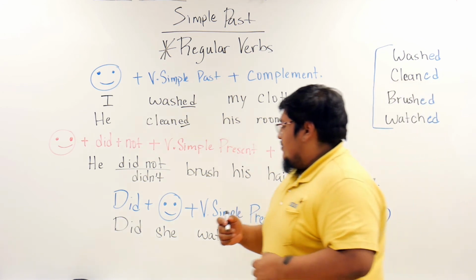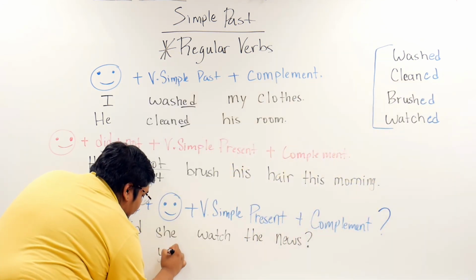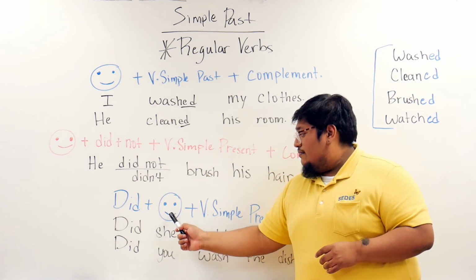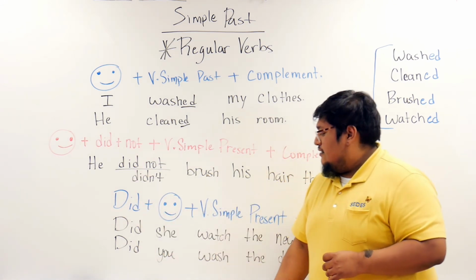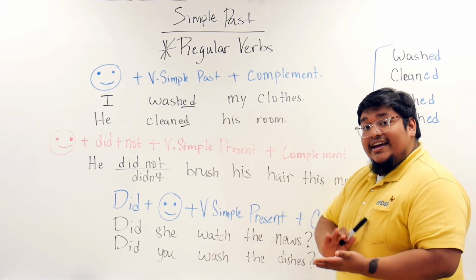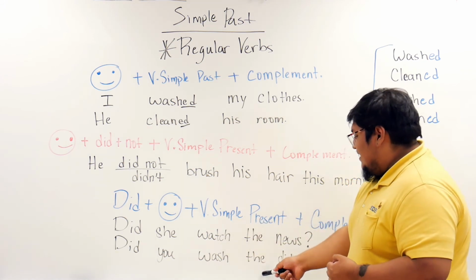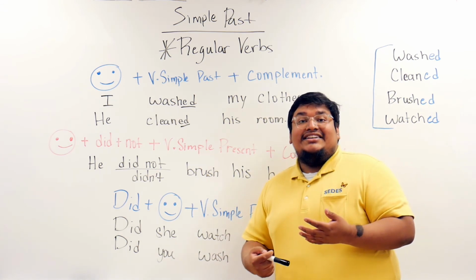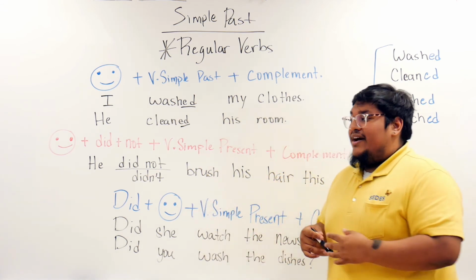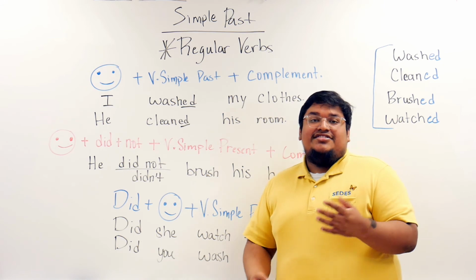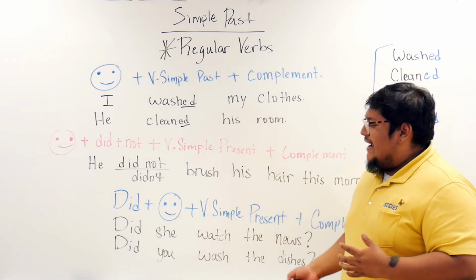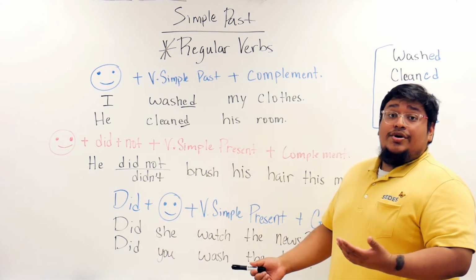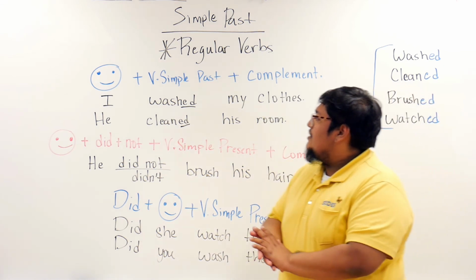Okay, let's make another question. Did you wash the dishes? My subject, you, did, my auxiliary, wash, my verb in simple present, the dishes. So did you wash the dishes, right? If I'm asking my roommate or my spouse, like, hey, did you wash the dishes? Did you get a chance? What are my answers? It could be as simple as, yes, I did, or no, I didn't. And that's pretty much it.